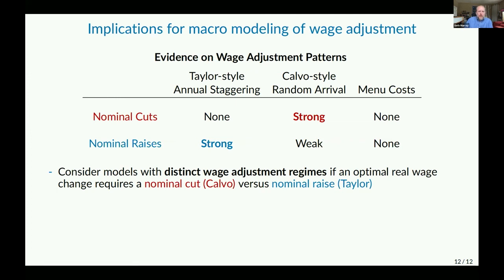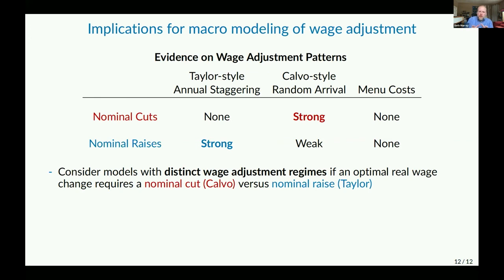So what does this mean in terms of the dynamics of how we should be modeling wage adjustment in our macro models? The first is that we should be thinking about distinct adjustment procedures for nominal raises versus nominal cuts. We would want to use a Taylor-style nominal raise procedure, whereas a nominal cut procedure should follow a Calvo model procedure. And this would mean that for the same real wage change, depending on whether it's a nominal raise versus a nominal cut, there are different patterns of adjustment that we should be incorporating into our macro models.